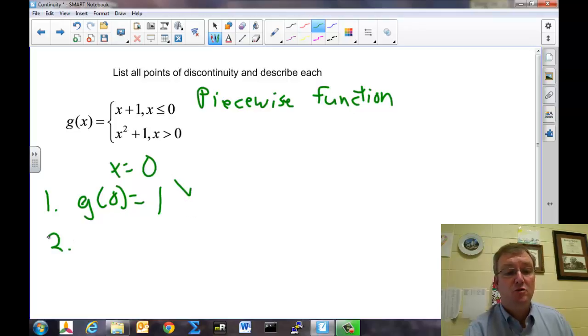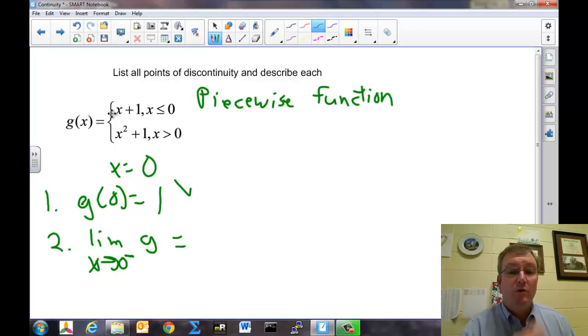Now for step 2, we need to look at the limit as x approaches 0 of the function and see what that comes out to be. Well, which rule do we use? Remember, when we're looking at the limit, we need to look at it from the left side and the right side. So let's start off by looking at it from the left side. I'm going to put a little minus sign up here. If we're looking at it from the left side, that means the numbers are less than 0. So which rule do we use with the numbers that are less than 0? We use the top rule.